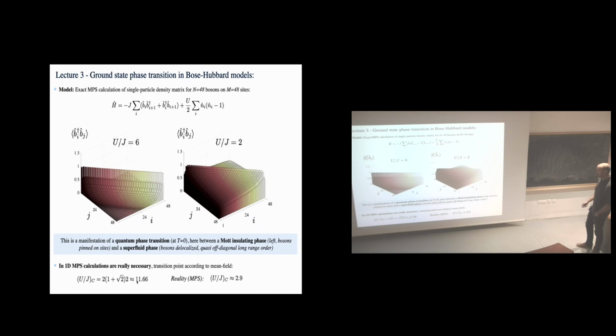One can do this analytically. One finds something like 11.6. But in reality, this is the ratio of the interaction strength to the hopping. So if you make this larger, then you go into this Mott phase. If you make this smaller, then you go into this superfluid phase. And in reality, it's something like 2.9. So quantitatively, this is quite off.